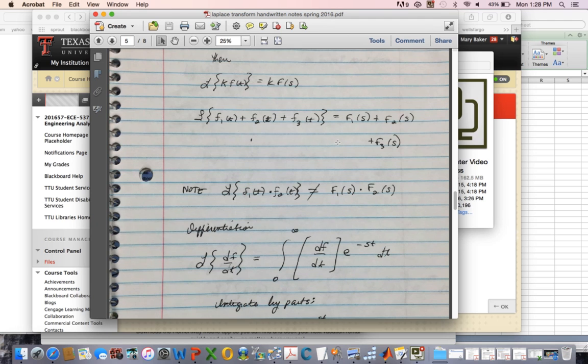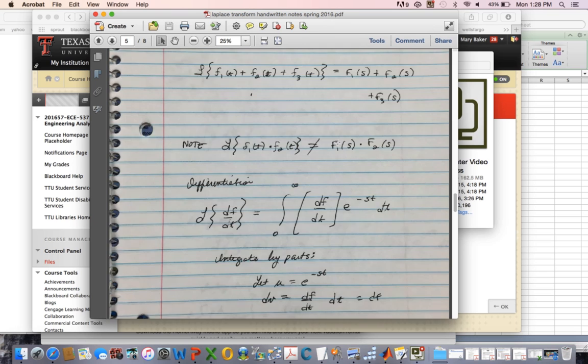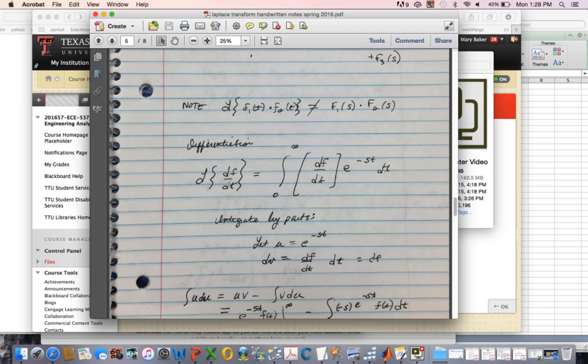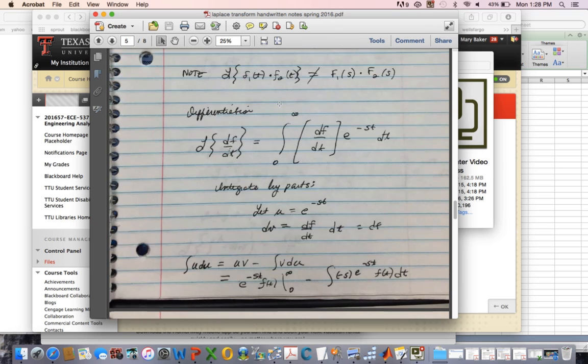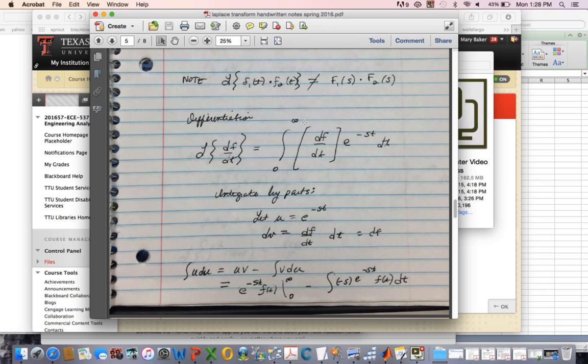This underlies the whole principle of superposition that's so important in electrical engineering and other engineering. However, we would note that the transform of the product is not the product of the transforms. The product of the transforms comes if we have a convolution between two time domain functions. So multiplication is a nonlinear operation, so it doesn't hold when the transform is taken.